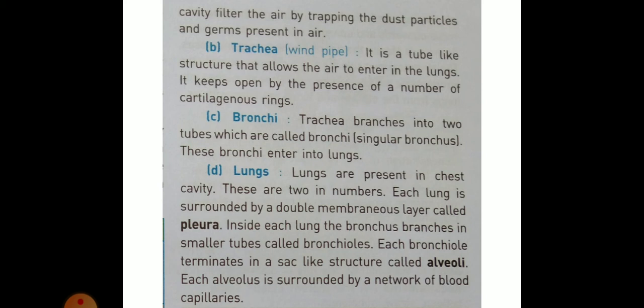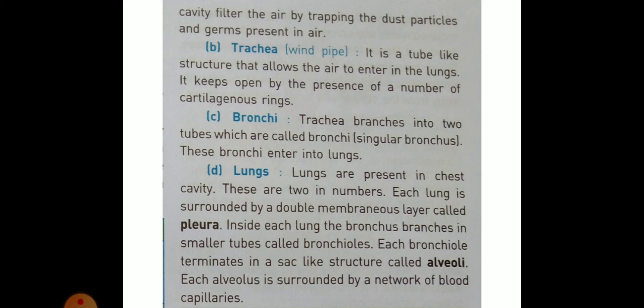Point D, lungs. Lungs are present in the chest cavity. There are two in number. In human beings, two lungs are present. Each lung is surrounded by a double membranous layer called pleura. The surrounding layer of the lungs is called pleura.